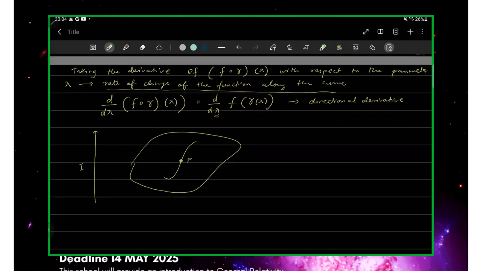So this is the generic diagram that I have, and let's say that this is the tangent vector V_P at the point P, and again this is R, and this, if you remember, is the map that takes us from I to R. Can somebody tell me what this map is that takes us from I to R?